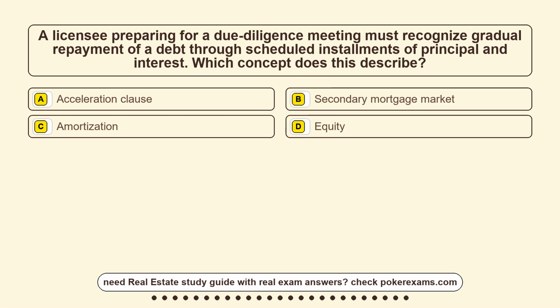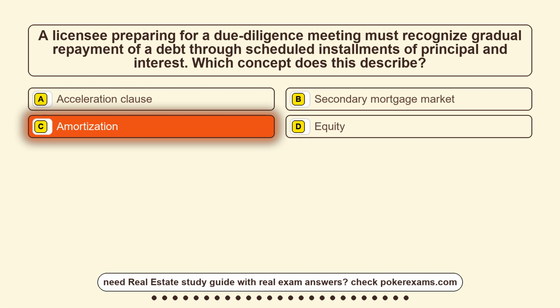Question 5. A licensee preparing for a due-diligence meeting must recognize gradual repayment of a debt through scheduled installments of principal and interest. Which concept does this describe? Option A, acceleration clause. Option B, secondary mortgage market. Option C, amortization. Option D, equity. The correct answer is option C, amortization.